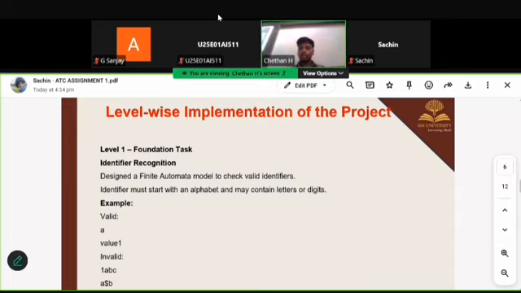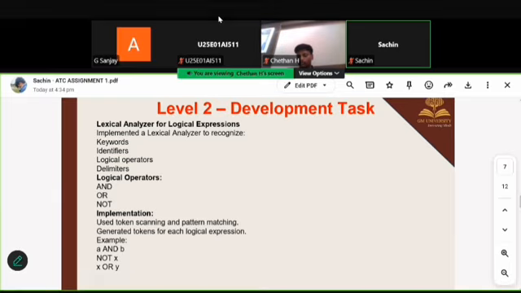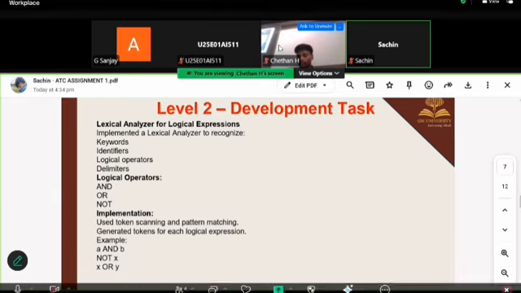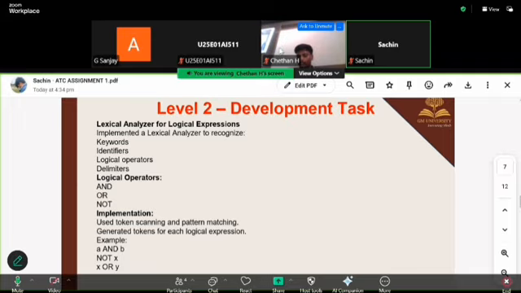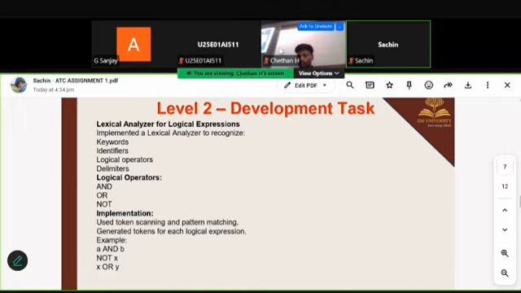Level 2 development task: lexical analyzer for logical expressions. Implement a lexical analyzer to recognize keywords, identifiers, logical operators, and delimiters. The logical operators are and, or, not. The implementation uses token scanning and pattern matching to generate tokens for each logical expression. Example: A and B, not X, X or Y.